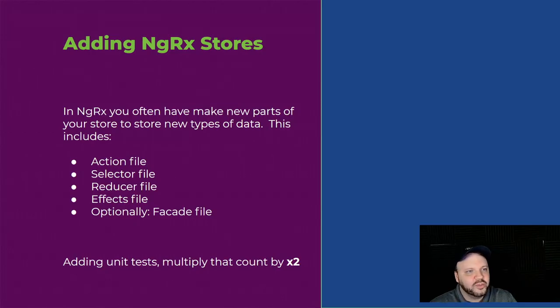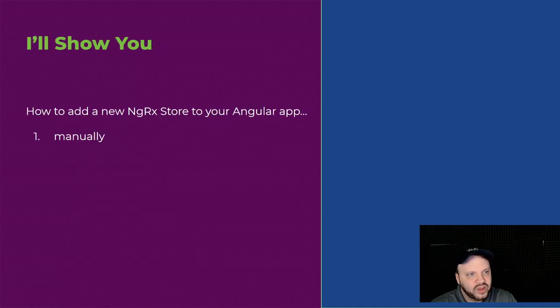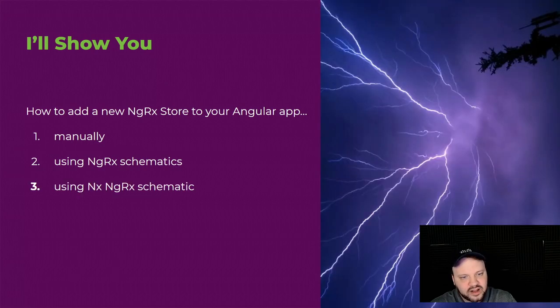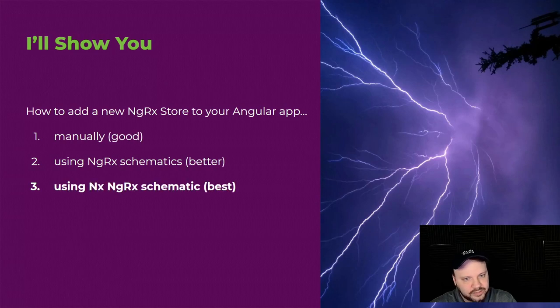There are four integral pieces of NgRx state, NgRx store, and one optional one: action file, selector file, reducer file, effects file, and optionally a fifth facade file. Since this is a lightning talk, I only have time to show you a little bit. First, I want to show you how to do it manually if you're going to add a new state. Second, I'll show you how to do it using the CLI, using the NgRx schematic. And third, I'll show you how to do it using the CLI, using the NX NgRx schematic, which is, in my opinion, the best way to do this.